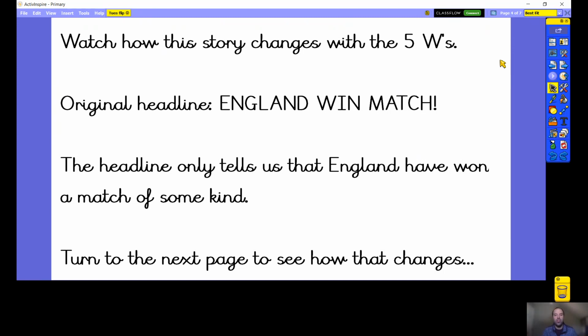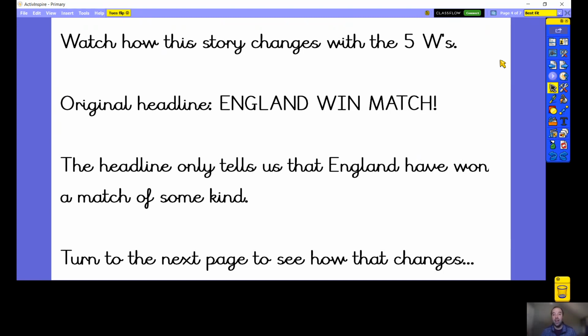So watch how this story changes with the 5 W's. So the original headline to this story I've made up, I've created this, is England win match, with an exclamation mark. All in bold. So it's not underlined, but it is a title, or a headline, that we would have seen a lot of yesterday, isn't it? Very short, 3 words, all bold, exclamation mark. Hard hitting, England win match.